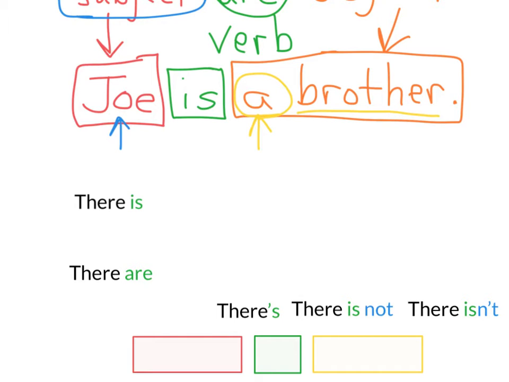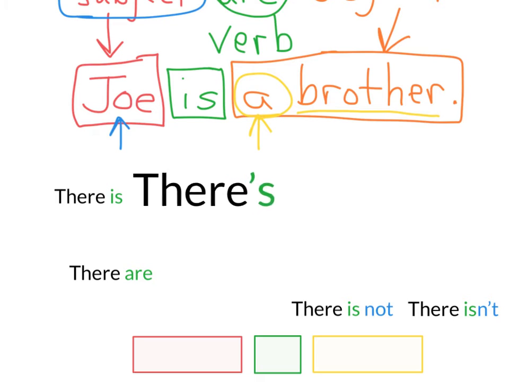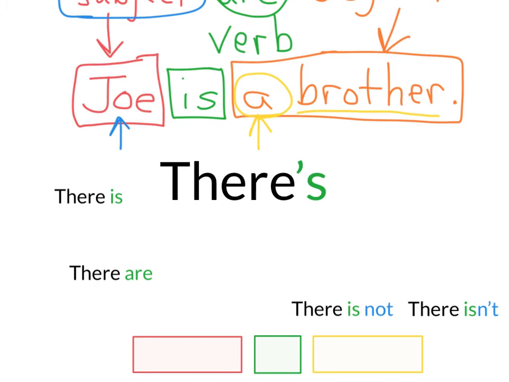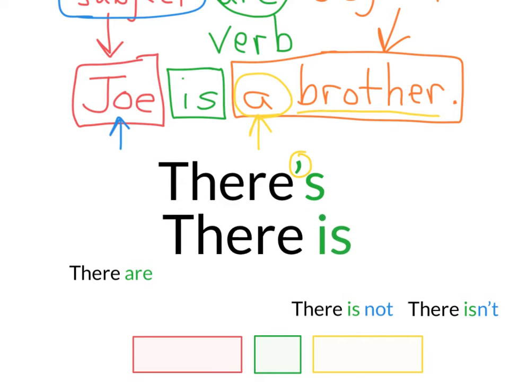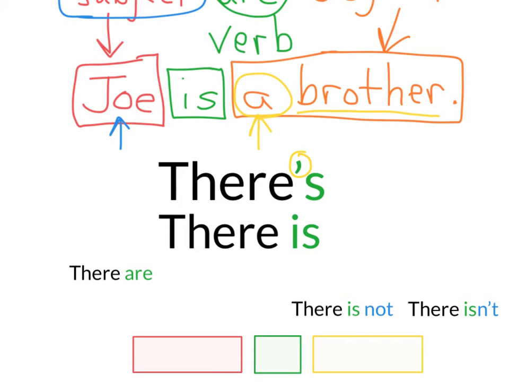If I want to use a contraction, I could do it this way. With this word here, the apostrophe, which is this right here, it looks like a comma, but it's up high, is taking the place of the letter I. So we get rid of the letter I and we put an apostrophe and we push the two together, and that becomes there's. It means there is.